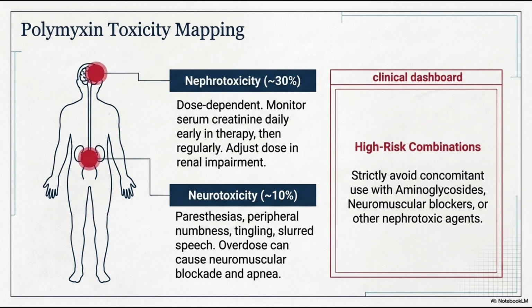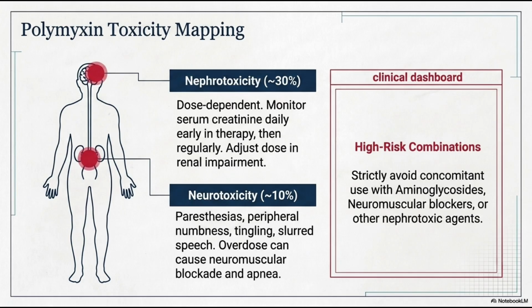The most prominent issue is nephrotoxicity, which occurs in roughly 30% of patients. 30%. That is an incredibly high rate for a severe adverse effect. It is. It's highly dose dependent too. So you must monitor serum creatinine daily early on in therapy, and you have to adjust the dose the very moment renal impairment begins to show.